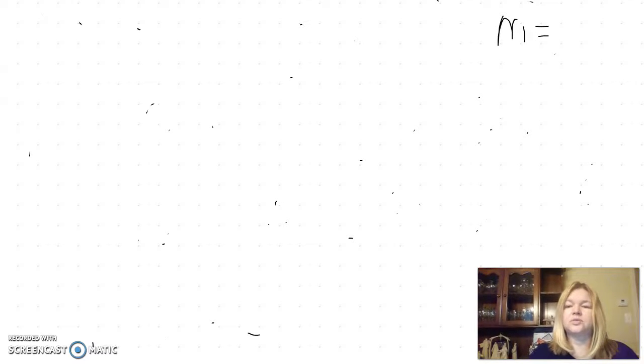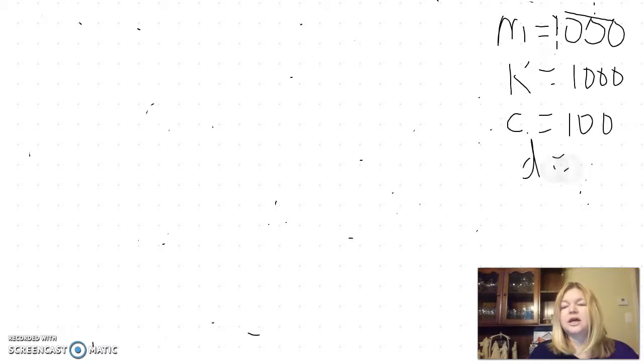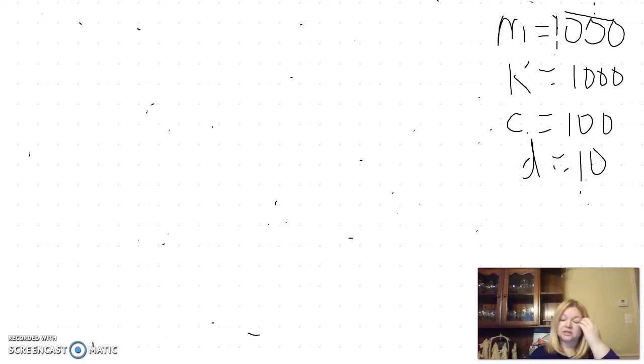So on the side of your warm-up, they had things like M equals 1,000th maybe. They had K equals 1,000. I'm trying to remember now, guys. They had C equals 100. D equals 10. And what they're trying to do there is explain the prefixes that go along with the base unit.